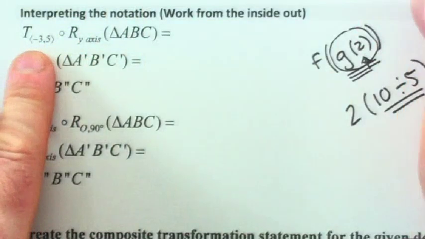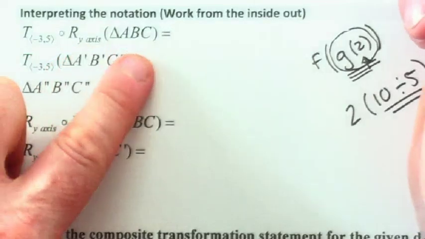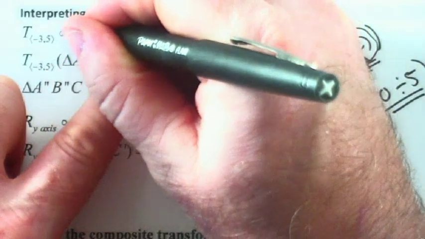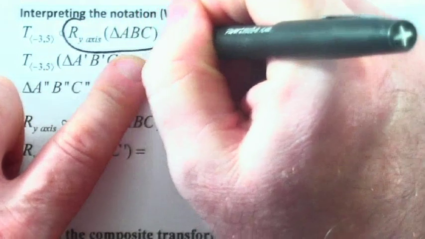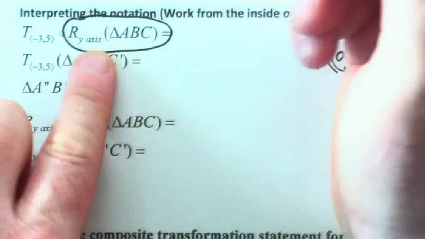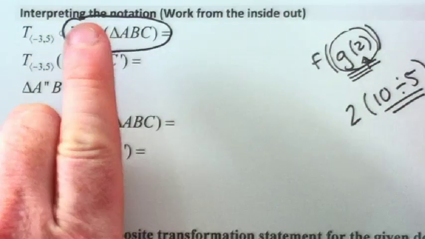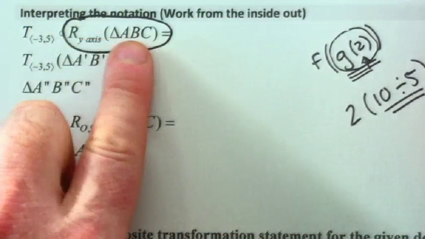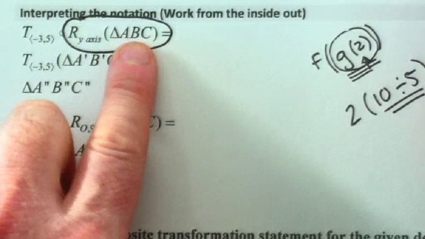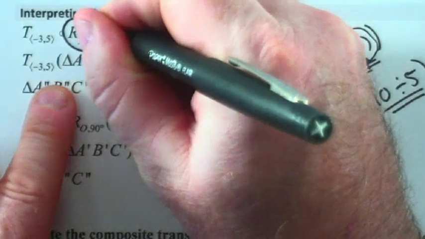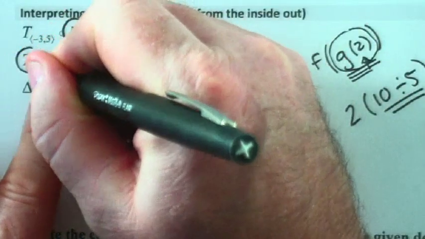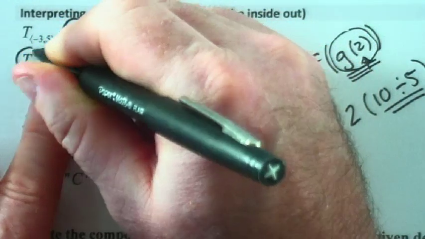Notice we're translating and we're reflecting triangle ABC. But the first thing that you will do is the one that is beside the original. We're going to first reflect triangle ABC. So first we would do that. And then secondly, we will translate it.